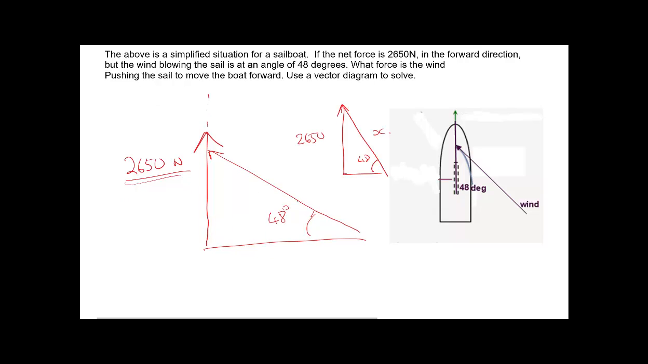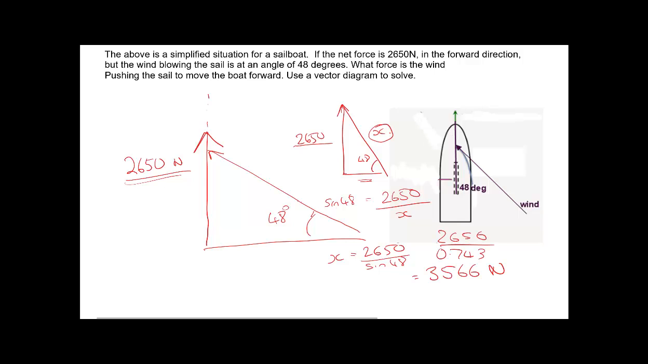Now I've got 48 degrees here. This is what we want to know. What is this force here that's being applied to make it go? And it's got to equal that. So that's a hypotenuse. This is not the adjacent angle, so it's opposite over hypotenuse. So the opposite is 2650 over the hypotenuse, which is x, and it's going to be sine 48 degrees, and we can solve it that way. So it's going to be x equals 2650 over sine 48.